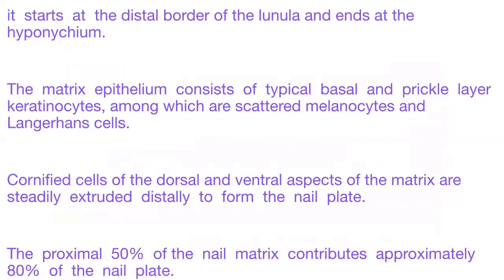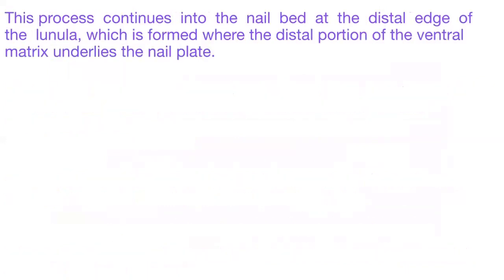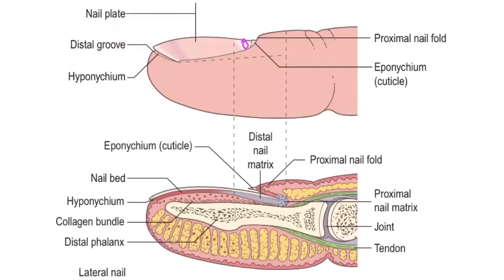The matrix epithelium consists of typical basal and prickle layer keratinocytes, among which are scattered melanocytes and Langerhans cells. Cornified cells of the dorsal and ventral aspects of the matrix are steadily extruded distally from the nail plate. Approximately 50% of the nail matrix contributes approximately 80% of the nail plate, right? This process continues into the nail bed at the distal edge of the lunula, which is found where the distal portion of the ventral matrix underlies the nail plate. So this is called the lunula.